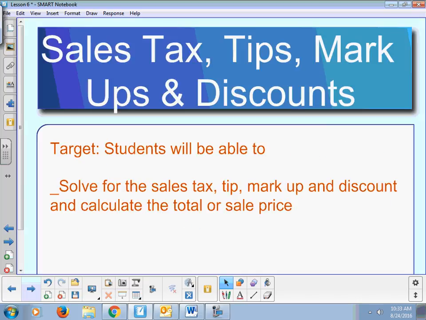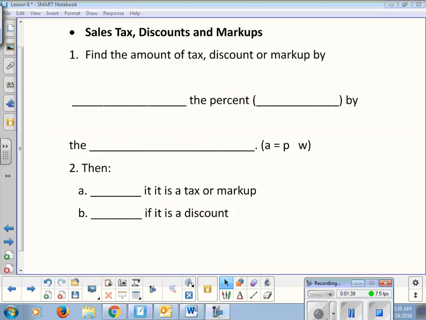Today's lesson is on sales tax, tips, markups, and discounts. Our target is students will be able to solve for the sales tax, tip, markup, and discount, and calculate the total or sale price.